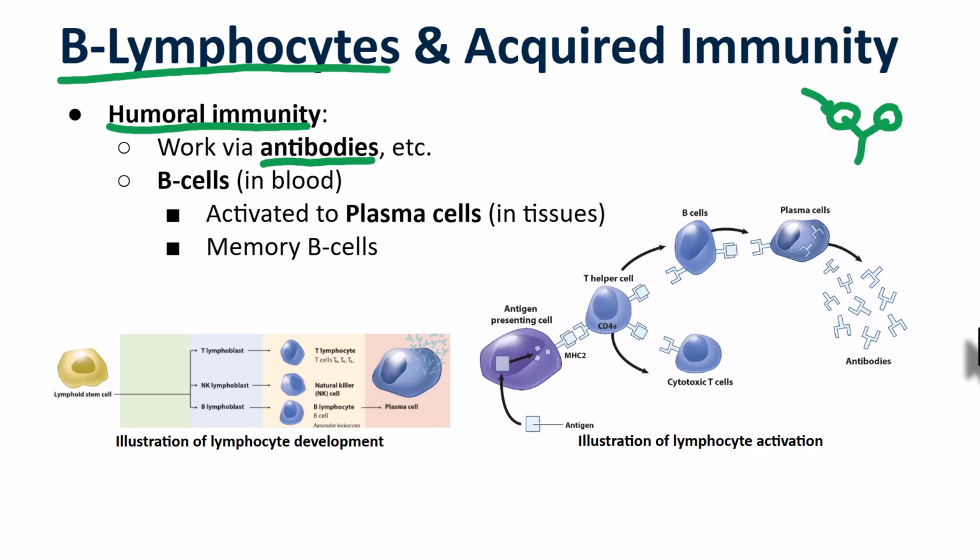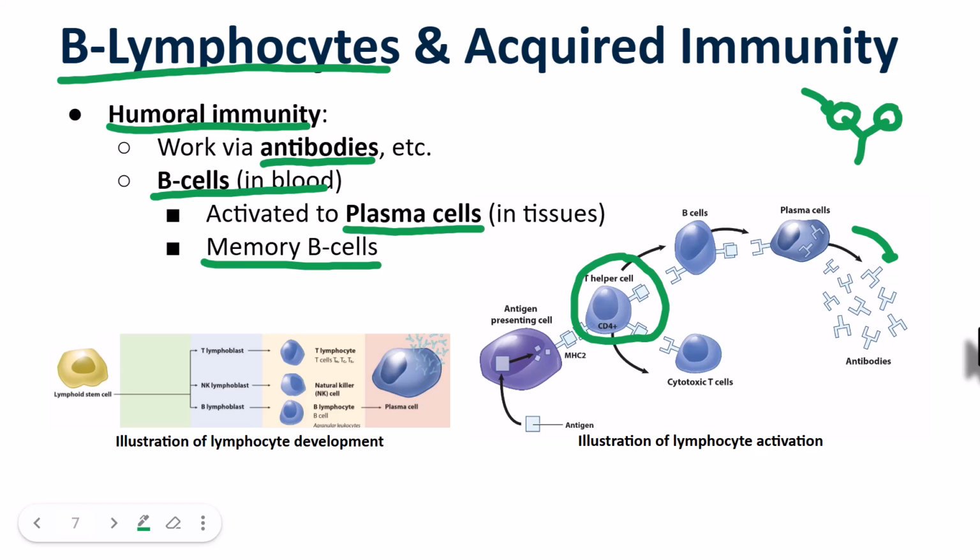Now, B cells or B lymphocytes circulate within the blood as they become co-stimulated by helper T cells. They activate into plasma cells and move into tissues. That's when they begin shedding antibodies and dealing with infections. Those that persist are known as memory B cells, and much like memory T cells, can quickly respond to any particular pathogen or antigen against which they have been activated.